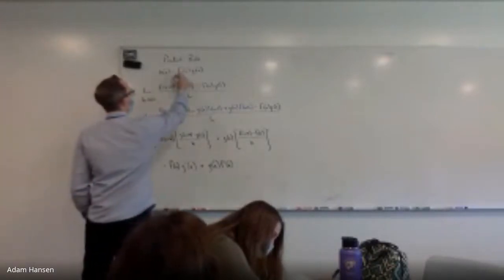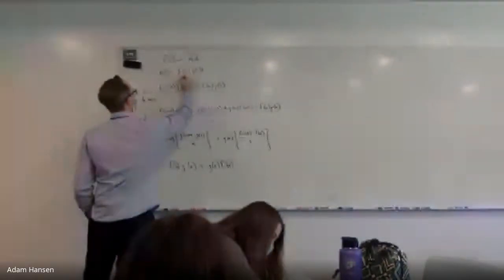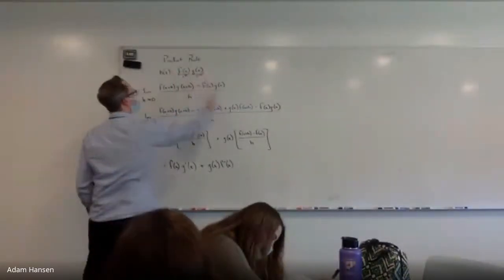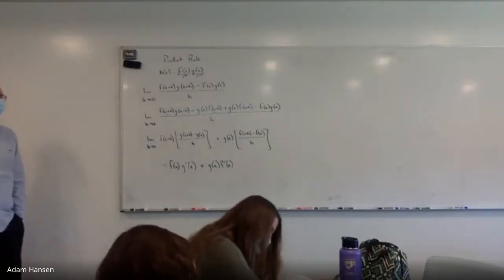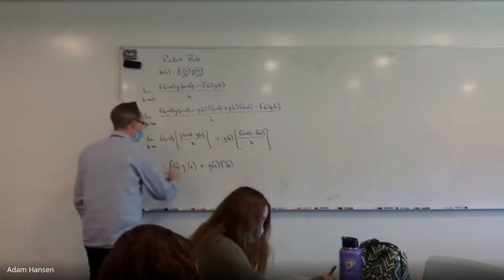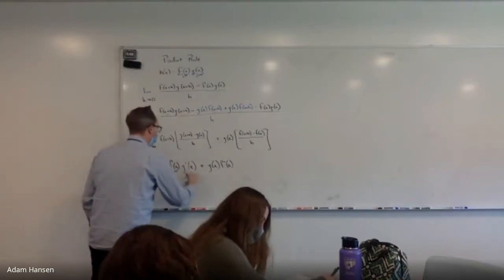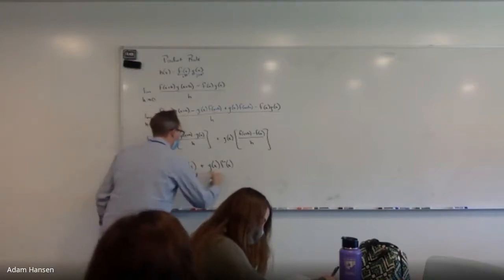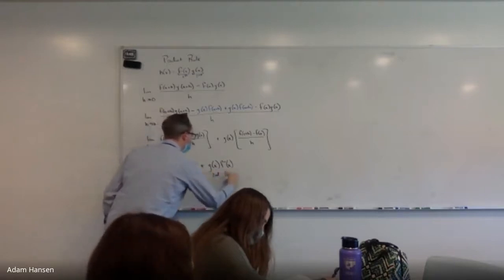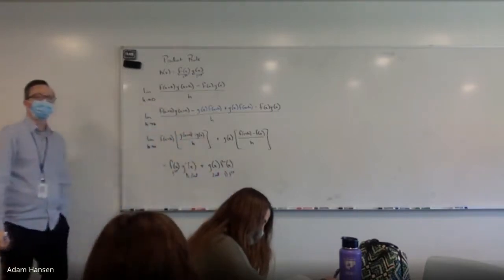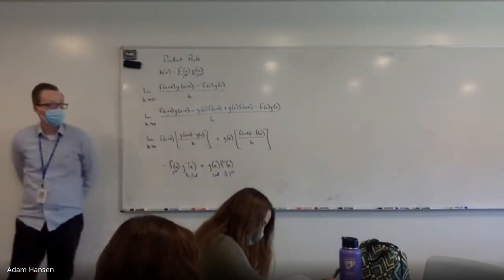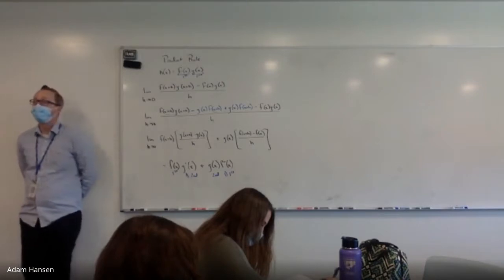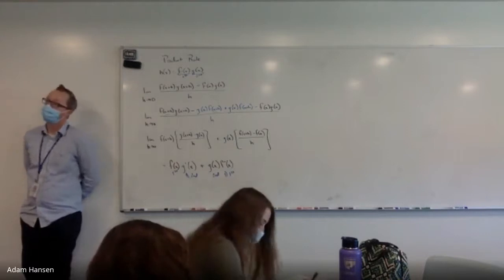F of x, I call this the first function. G of x, I call that the second function in the pair. The first times the second. The derivative of the first times the second is the first times the derivative of the second plus the second times the derivative of the first. The product rule is the first times the derivative of the second plus the second times the derivative of the first.